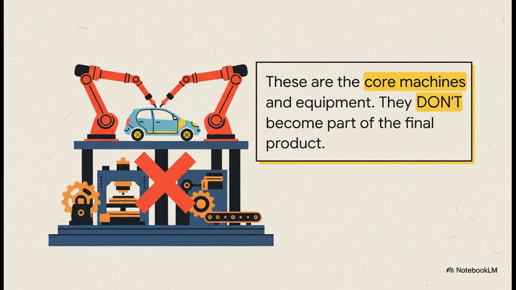All right, first up, foundation goods. These are the big-ticket, long-lasting items that make everything possible. We're talking the factory building itself, the heavy machinery, and the key thing to drill into your brain here is that they do not become part of the final product. They're the stage where the magic happens.